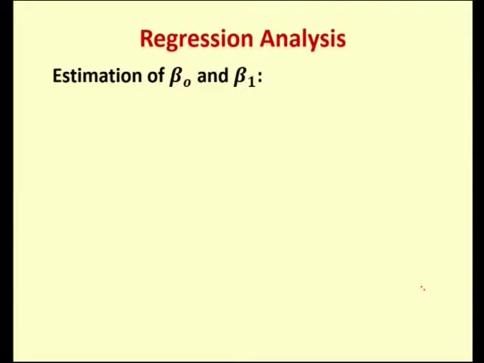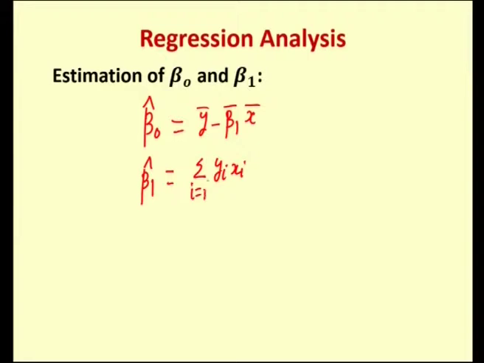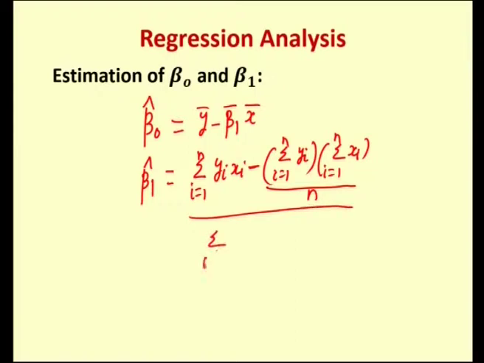Now, the solution of the normal equations is given by beta naught cap, the estimator, which is y bar minus beta 1 cap x bar, and for beta 1 the estimator is beta 1 cap, which is equal to summation yi xi, where the summation ranges over i is equal to 1 to n, minus summation over i is equal to 1 to n yi into summation over i is equal to 1 to n xi by n, and the whole thing is divided by summation over i is equal to 1 to n xi squared minus summation xi the whole squared by n.